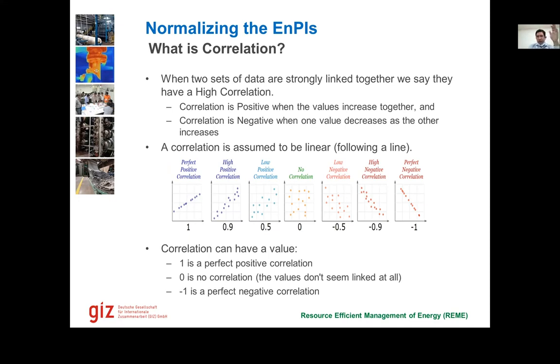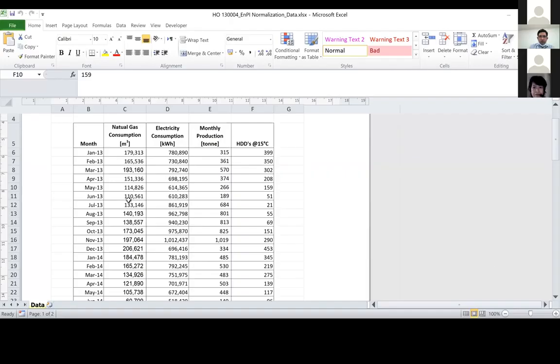So that would mean that, let's say, if heating degree days and natural gas consumption are compared, and we find out that the correlation is less than 0.5 or nearing 0, that would mean that heating degree days do not have any impact on the natural gas consumption. But if it is 0.5 or above, that would mean that it has significant impact on the natural gas consumption. Similarly, if the correlation is negative and reaching -1, that means that they have inverse relationship. So if one parameter increases, the other should decrease. So you can see this data.